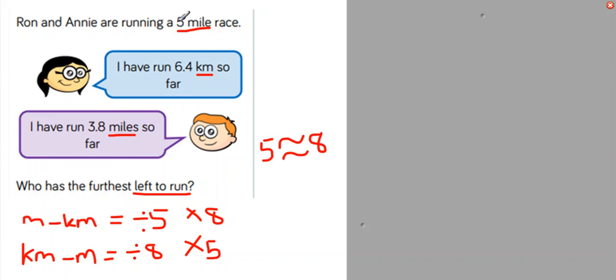Okay, so the first thing you need to do is convert. They've got a 5-mile race to do, so you're going to have to subtract how far they've run first of all from 5 miles. And then you're going to have to work out who has got the furthest left to run. So who has run the least? Pause the video now and have a go.